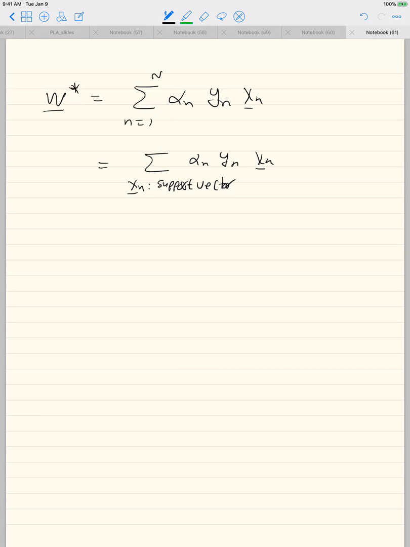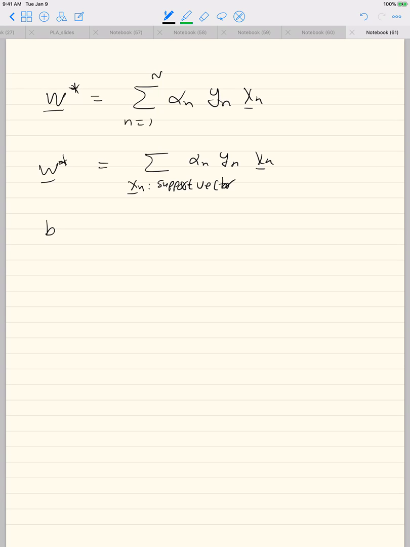Note that once we have support vectors, the solution w star, the optimal weight vector, is given by the summation of alpha n, yn, xn. But since alpha n's are only non-zero for the support vectors, we can write this as summation over all points xn that are support vectors of alpha n, yn, xn.